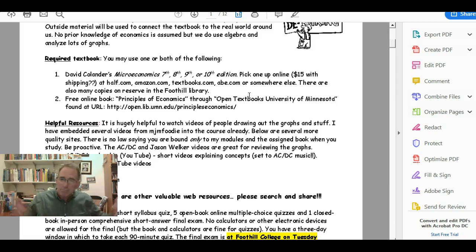If you want to pay $150, use the 10th edition. If you want to pay $7, use the 7th edition. Or the 8th edition. So look around online, and you should find one cheap. Don't spend more than 25 bucks on the textbook.